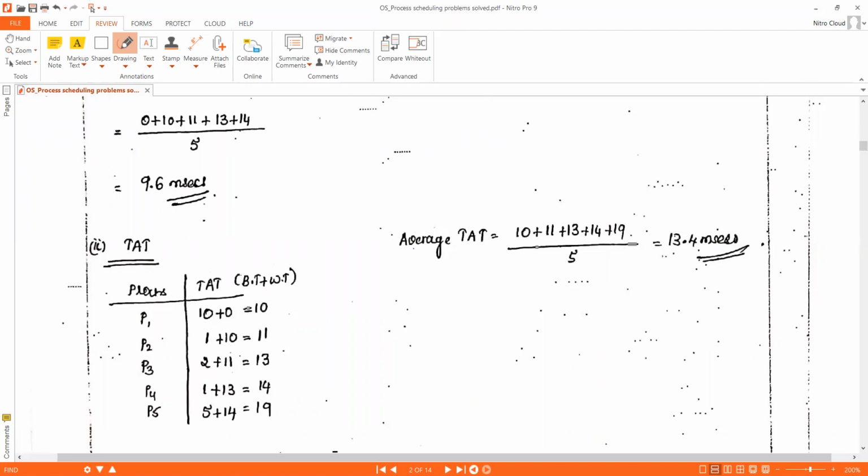Okay, after finding the turnaround time, we need to find the average turnaround time. Average turnaround time is nothing but the sum of all the turnaround times divided by the total number of processes. Process 1's turnaround time is 10 plus process 2's turnaround time is 11 plus process 3's turnaround time is 13 plus process 4's turnaround time is 14 plus process 5's turnaround time is 19. Whole divided by the total number of processes, which is 5 processes. So we will get the average turnaround time as 13.54 milliseconds. Okay, 13.4 milliseconds is the average turnaround time.